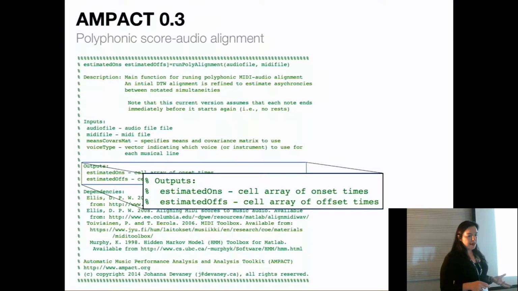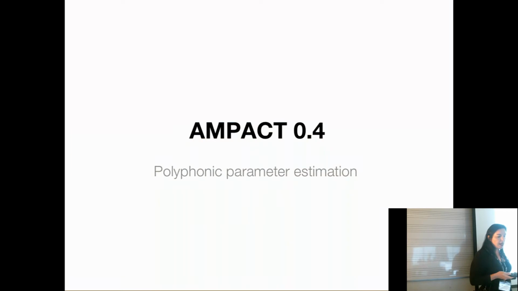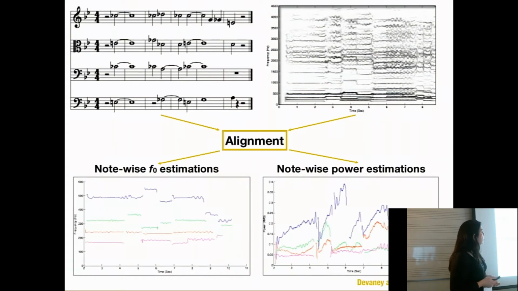So once I had that, I was able to use it to guide a signal processing algorithm to get information about frequency and power for all of the notes. And that's the polyphonic parameter estimation, which is the most recently released version. This is a visualization of what that looks like. Here we have a score, and then we have a spectrogram, and we do the alignment.